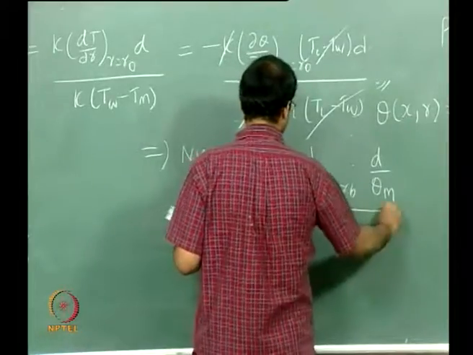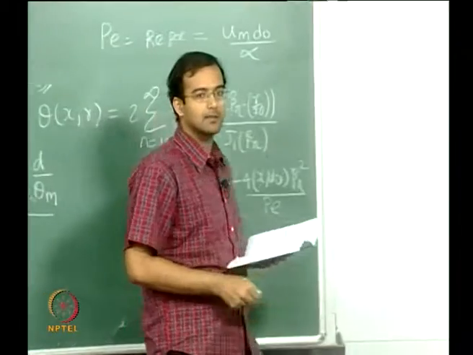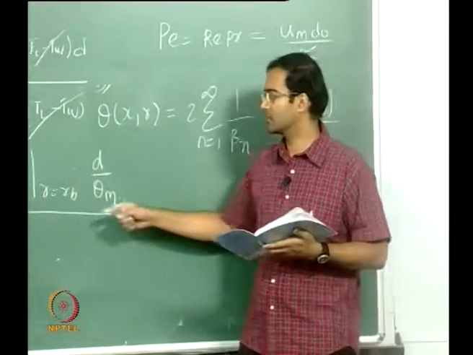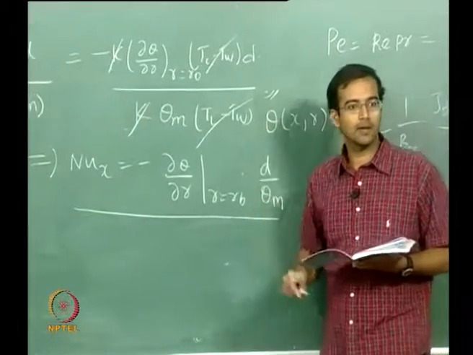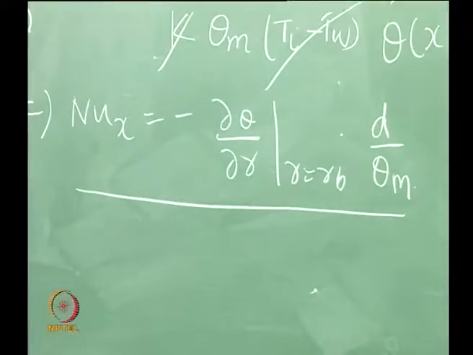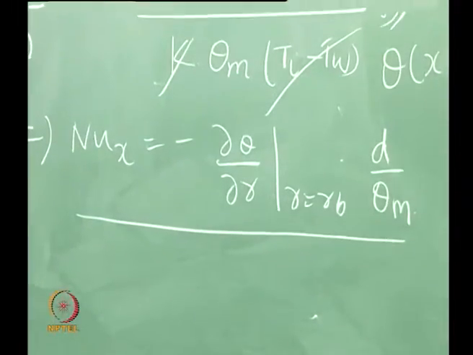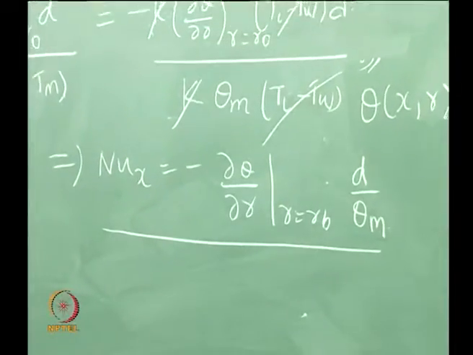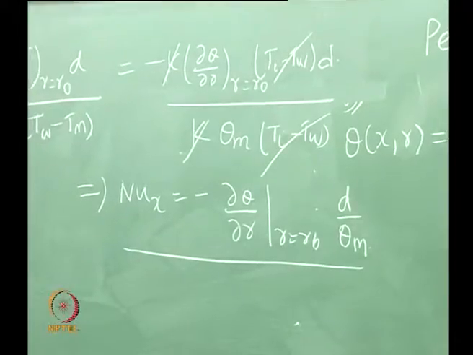So therefore now to calculate your Nusselt number, what are the quantities that you need? One is your mean temperature theta m, the other is your derivative at the wall. So you have your temperature profile, now we can calculate these two quantities. So first we will calculate your mean temperature. Very quickly we will do that.